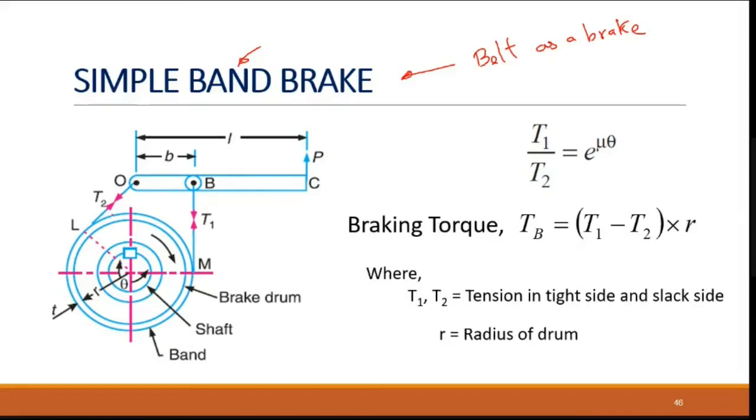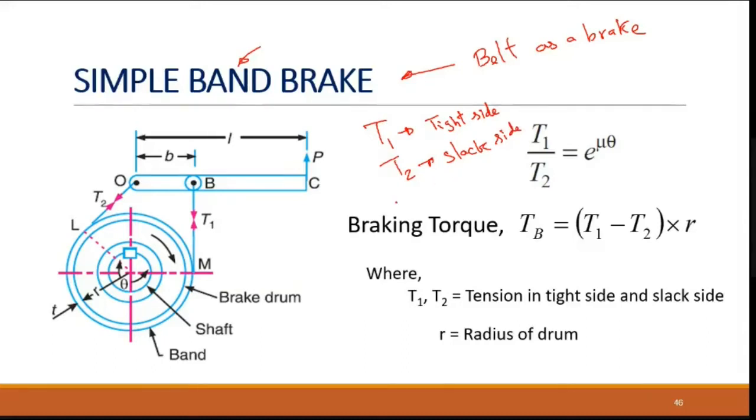Since you are using a belt, you will have friction in the belt. To identify the tension in your belts, you use this formula: T1 by T2 is equal to e power mu theta, where T1 is the tight side and T2 is the slack side, right?